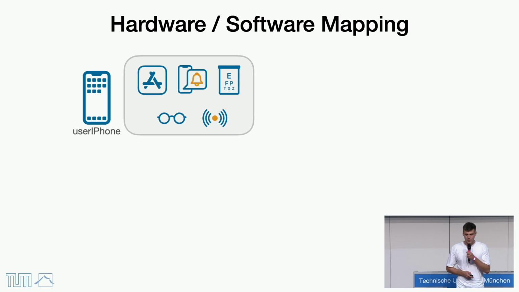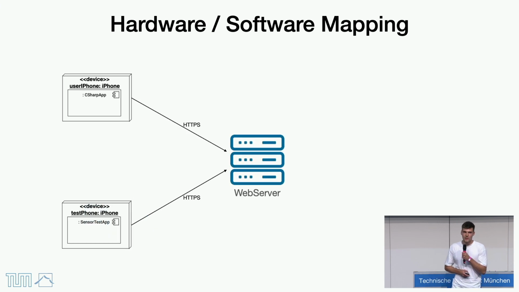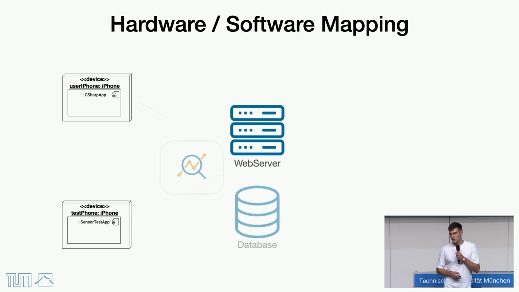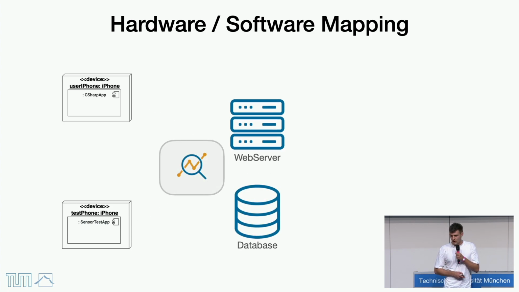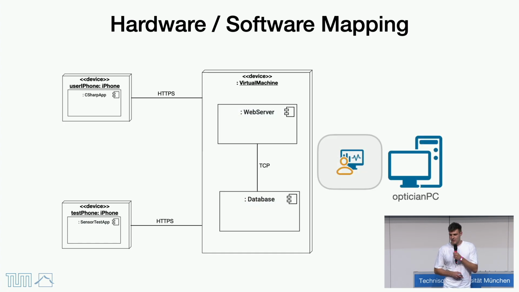Second, we have the test iPhone that runs our sensor test app, which is responsible for measuring the expected energy consumption of each of the sensors to be able to use that for our C# app. Both devices communicate over the internet with our web server, which, together with a database, is responsible for the data gathering and analysis. Both the web server and the database run on our virtual machine. Last but not least, there is the Optician PC that runs our dashboard in the browser to be able to integrate expert knowledge into our analysis.